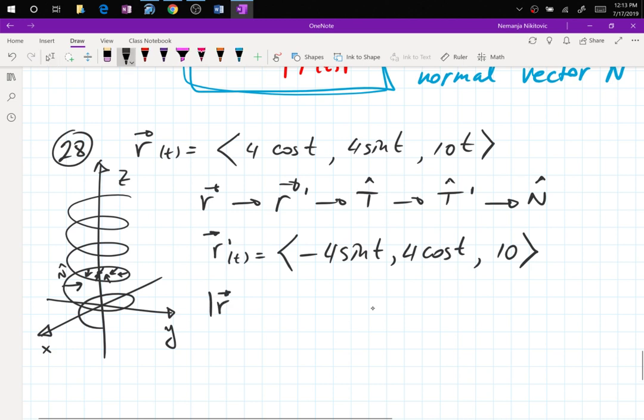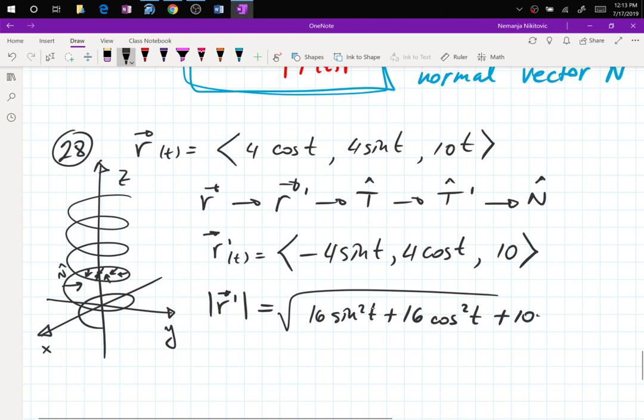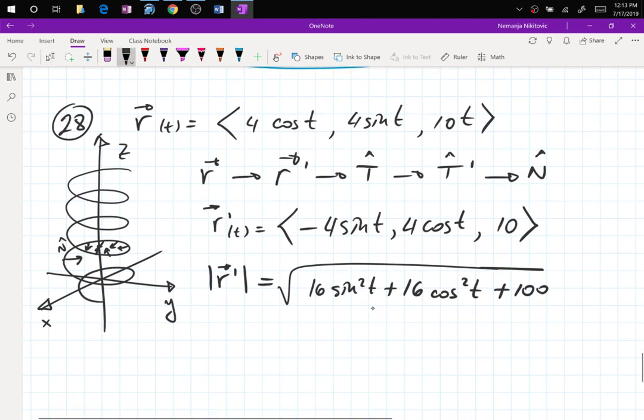So the magnitude of r prime is the square root of 16 sine squared t plus 16 cosine squared t plus 100. That's the square of 10. Now you factor out 16, and then sine squared plus cosine squared is 1. So this works out to be 16 plus 100, the square root of 116.